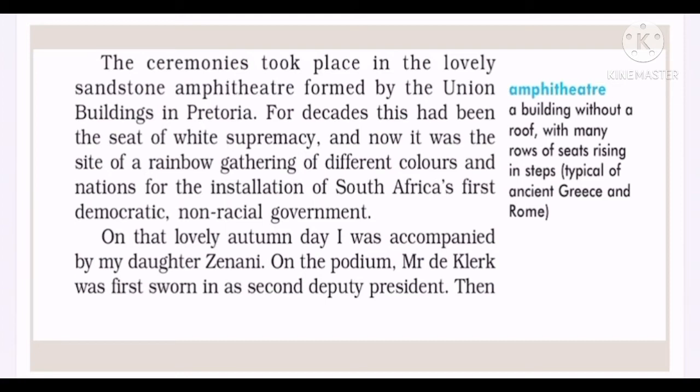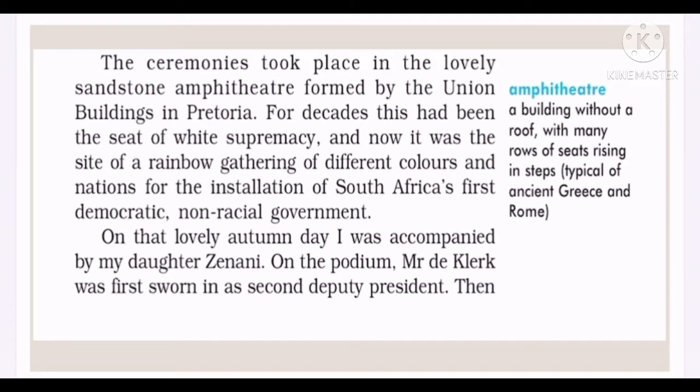"For decades..." What do you mean by a decade? A decade is a period of 10 years. "For decades this had been the seat of white supremacy." So for many years, the Union Buildings were the seat of the white people, because there was the rule of white people only. "And now it was the site of a rainbow gathering." That day it seemed like a rainbow.